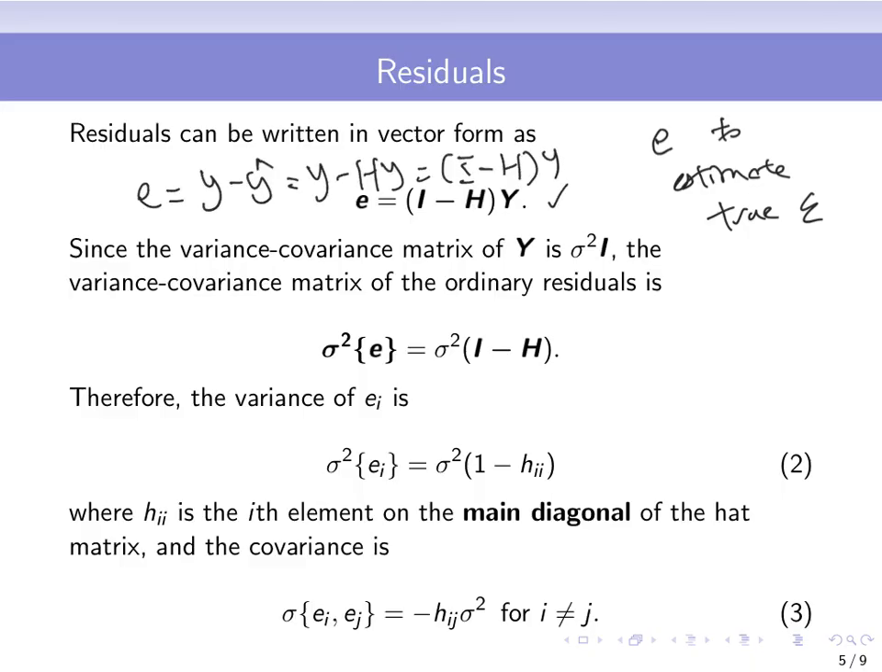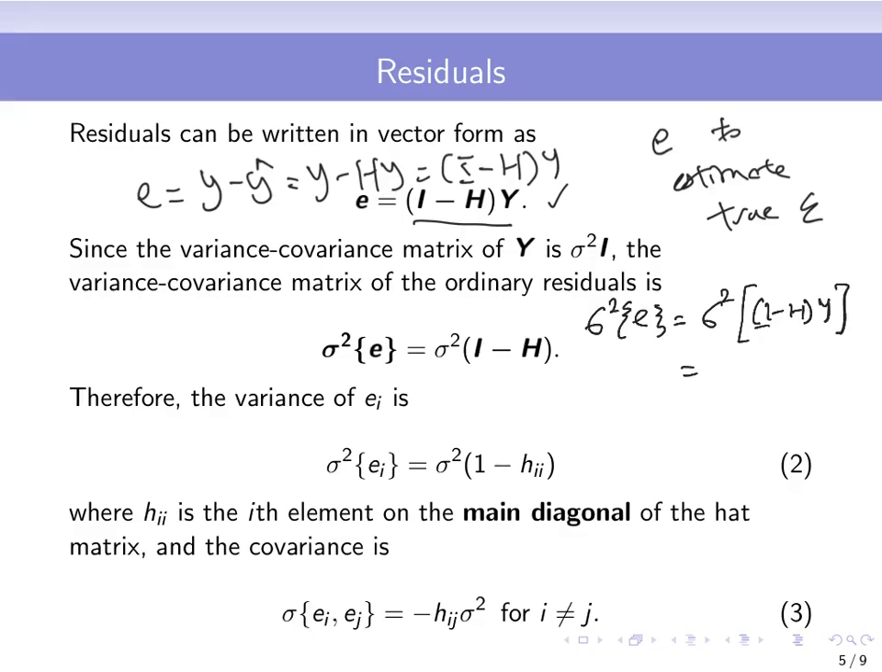Now, since the variance covariance matrix of your response is given by sigma square I, where I is the identity matrix, the variance covariance matrix of your ordinary residuals takes on this form. The reason for this is the following. If you want to work out the variance of your residuals, it's basically going to be the variance of I minus H times y.